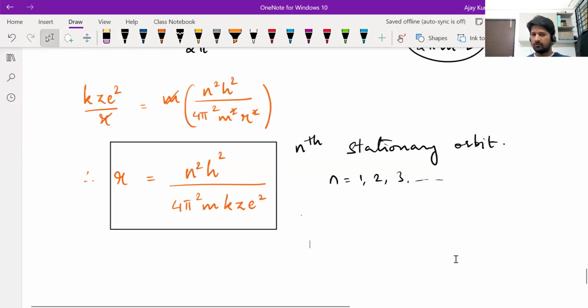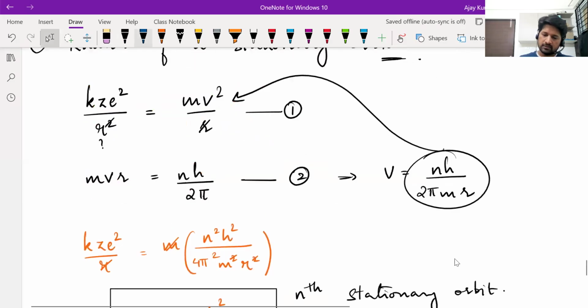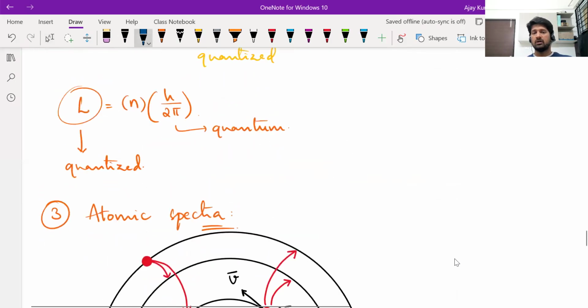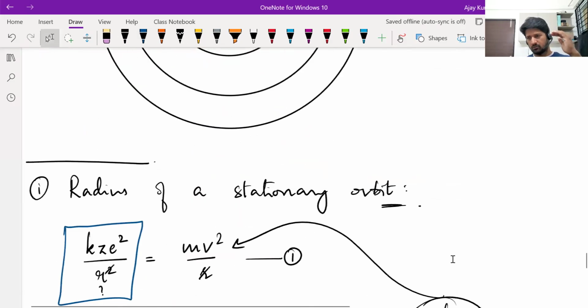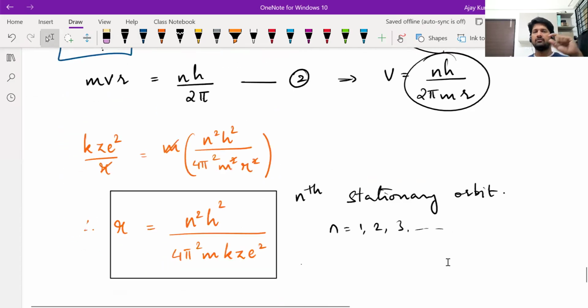Now, this is all valid. This formula is valid only when this is the force acting on the electron, right? Kz e square by r square. This should be the only force acting on the electron. And when will this be the only force acting on the electron? When there is only one electron revolving around the nucleus. So whatever we derive based on Bohr's postulates is all valid for a single electron species.